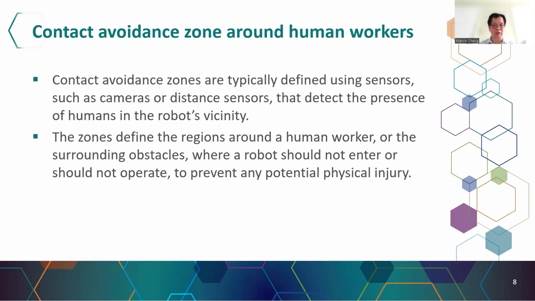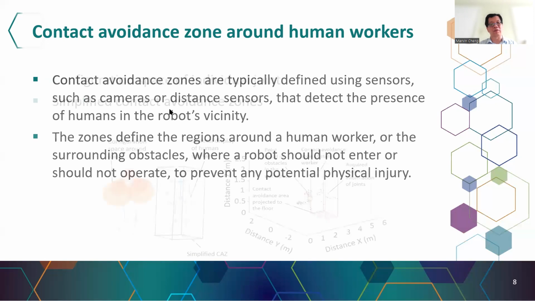Contact avoidance zones are typically defined using sensors, such as cameras or distance sensors, that detect the presence of humans in the robot vicinity. The zones also define the regions around the human worker or the surrounding obstacles, where the robot should not enter or should not operate, to prevent any potential physical injury.